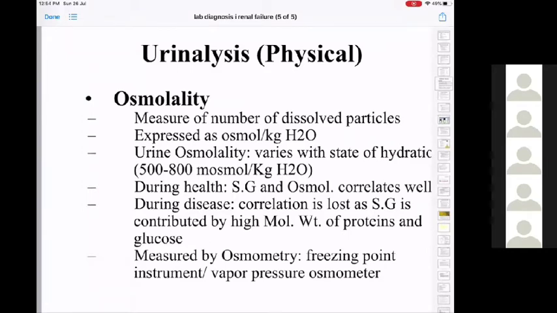During normal health, specific gravity and osmolality correlate well. But during diseases, the correlation is lost, as specific gravity is affected by high molecular weight proteins and glucose. Osmolality is measured by osmometry, that is, a freezing point instrument or vapor pressure osmometer.